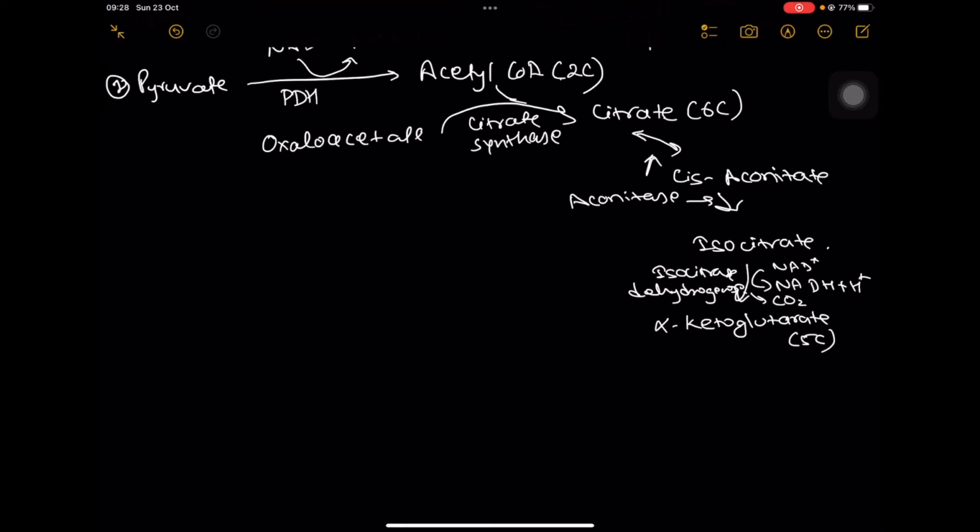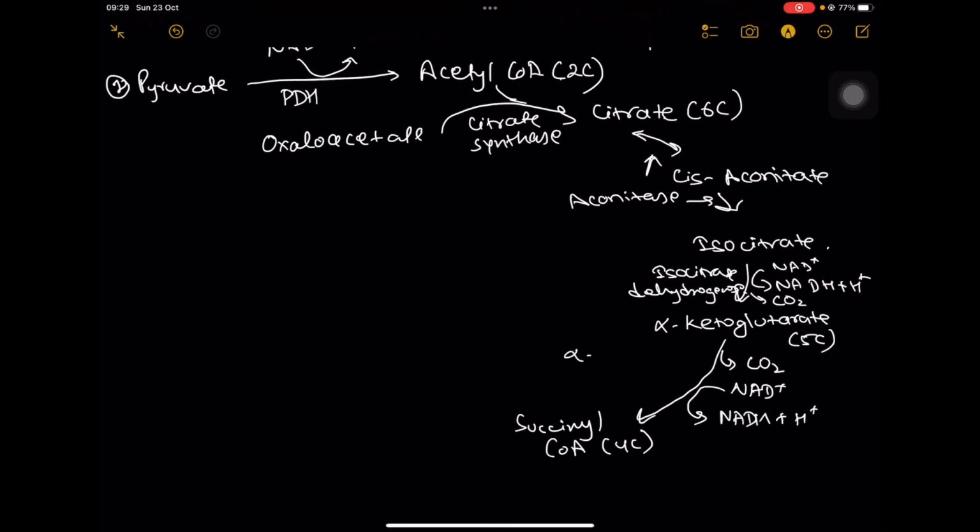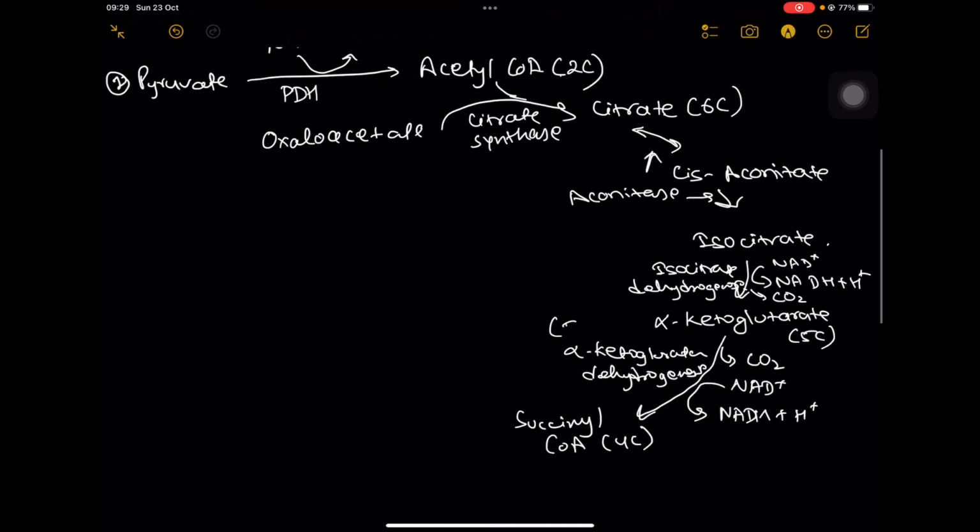Now this alpha-ketoglutarate is converted to succinyl-CoA, which is a 4-carbon structure, because here also a molecule of carbon dioxide is liberated. In this step also NAD plus is converted into NADH plus H ion by the enzyme alpha-ketoglutarate dehydrogenase. In this step, thiamine also acts as a cofactor.